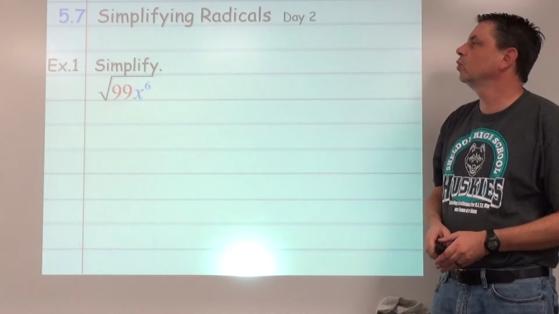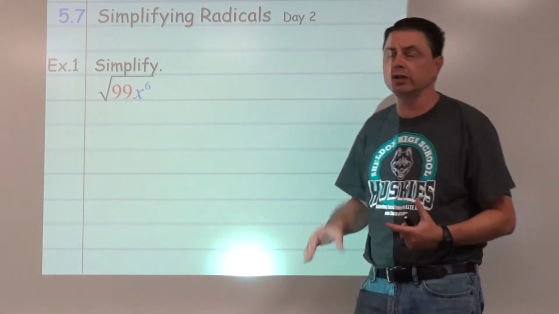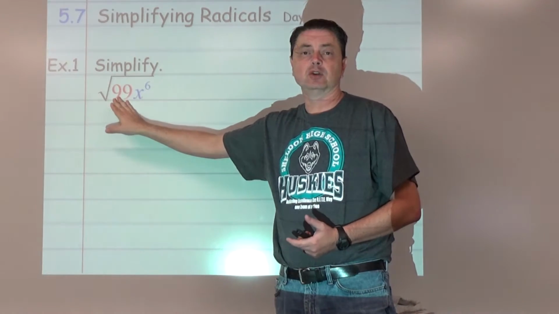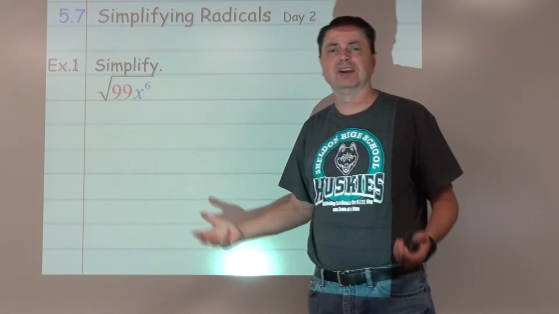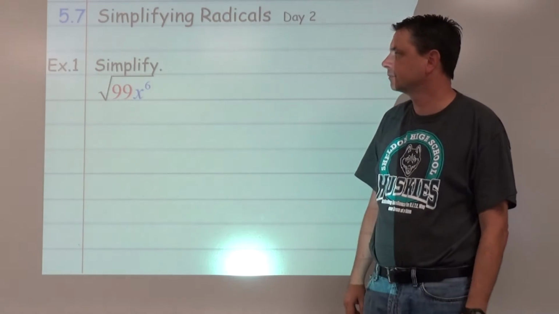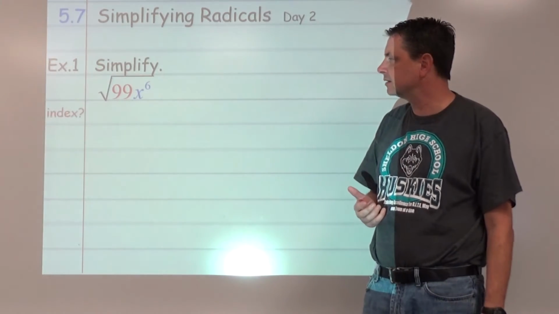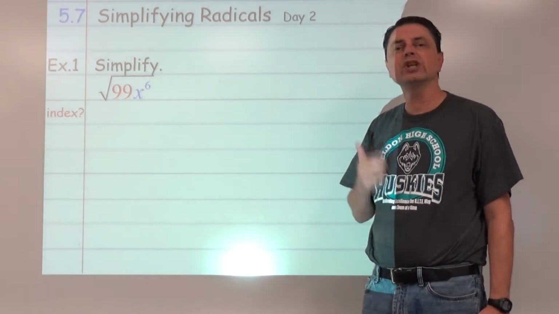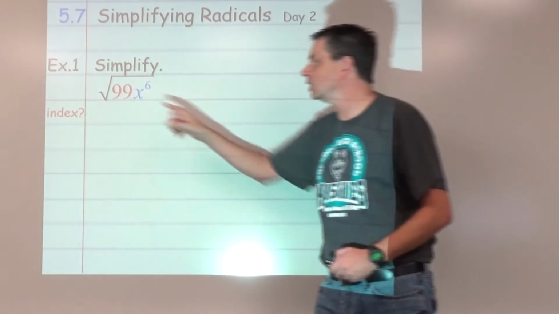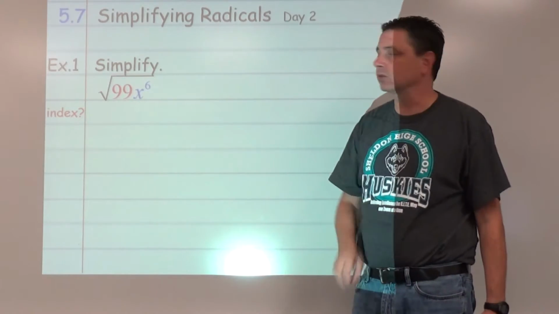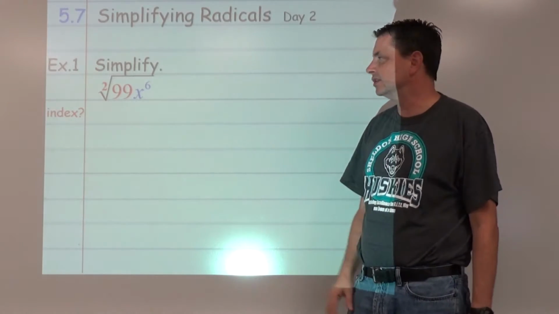So example number 1, we're going to do a square root of 99x^6. There's a couple parts to this. We've got a numerical part, the constant part, multiplied by some sort of variable expression as well. First thing we need to know for a problem like this is what is the index? Which root are we taking? It's not written in here, but we do know square root means a second root. So our index is a 2. We're going to see where that comes in.